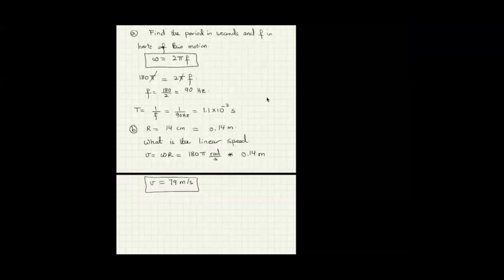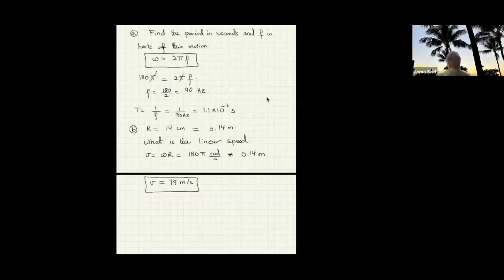What happened to the unit of radians? How did we get rid of that? This is a very good question. I was waiting for it. Okay, excellent. As you can see here, I have radians per second times meters, and then I told you the resultant unit is meters per second.